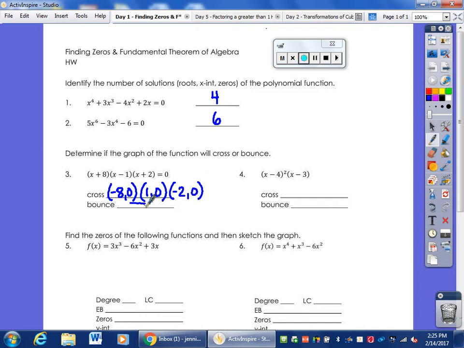For number 4, because we have this little squared right here, that's an even degree. Even shows bounces. So this would be a bounce, which means we're going to bounce at 4, 0. And then this is an odd degree, so that shows a cross. This would be 3, 0.